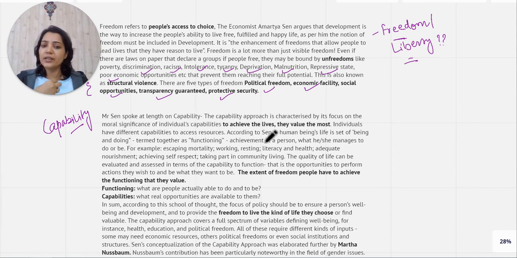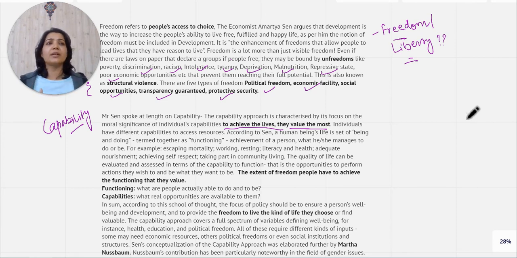All right, so if I say it in sentence format, capability is the ability to achieve the lives they value the most. Or in another term, I can say the extent of freedom people have to achieve the functioning that they value the most. If the government is providing all these capabilities to the people so that they can achieve what they aspire to, that is called development, true development.